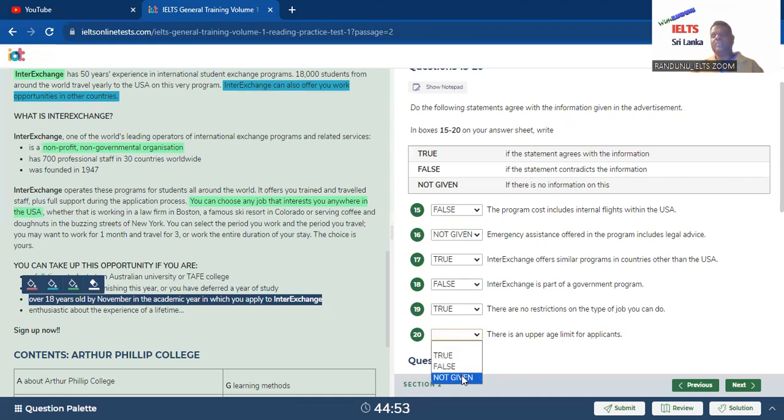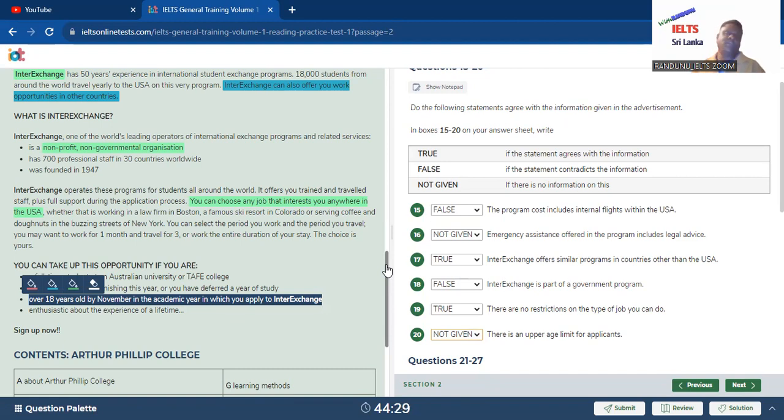So this is not given. We don't know exactly what the upper age limit is, because they have given only the minimum age, right? So are these okay for you? And these are quite easy, right? You will feel these are not difficult.